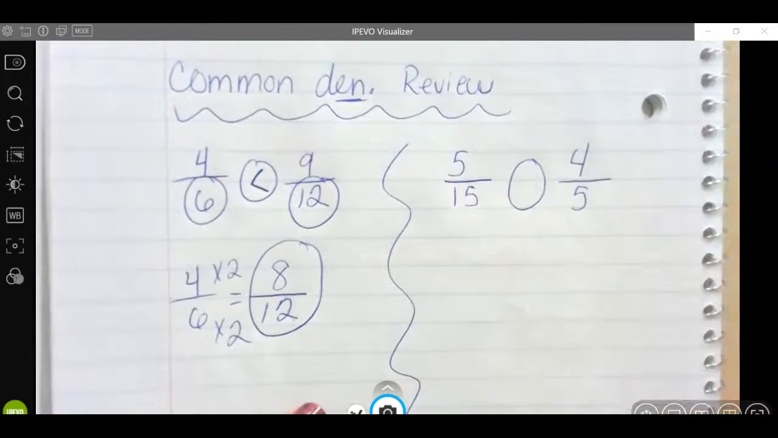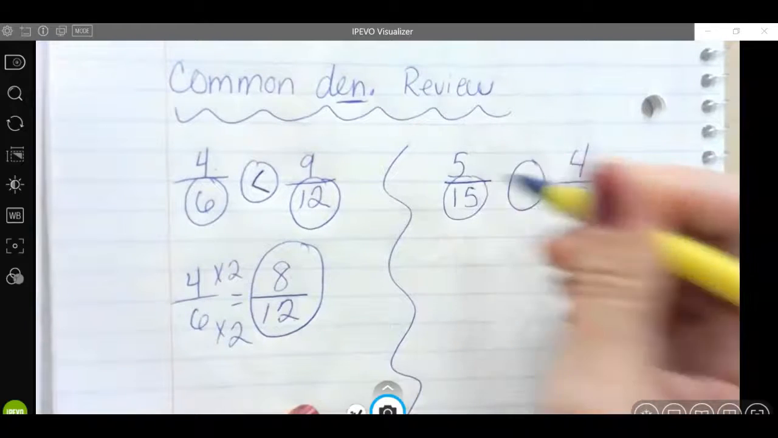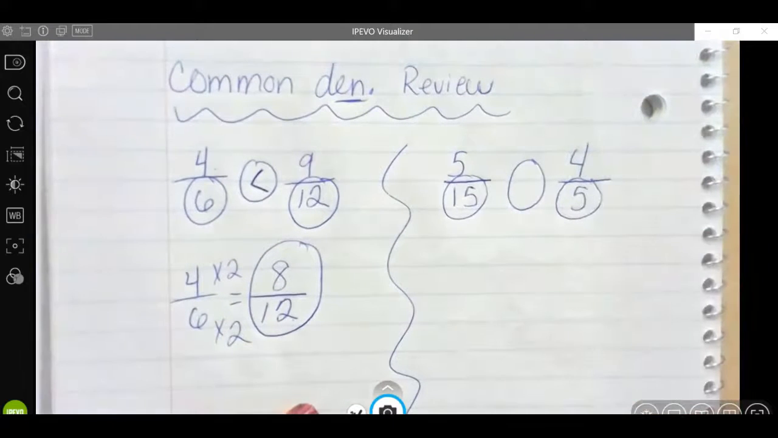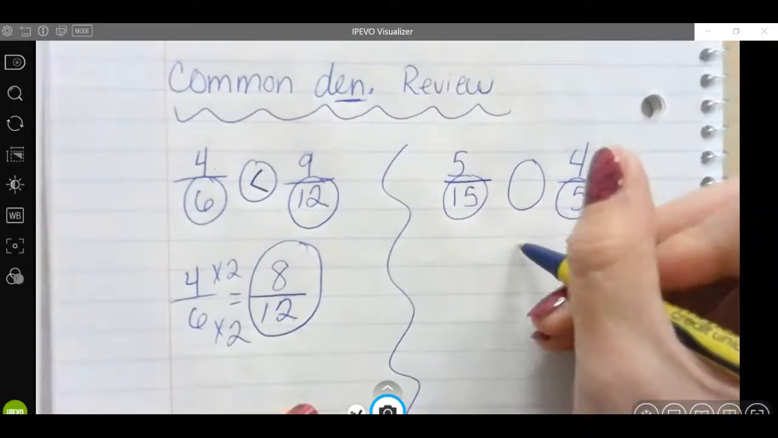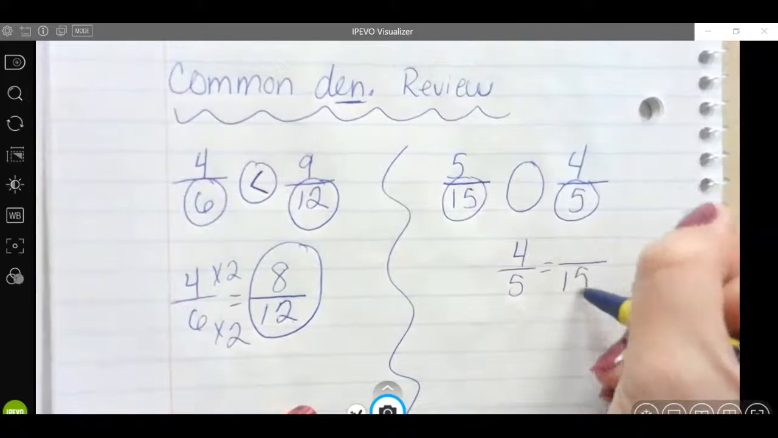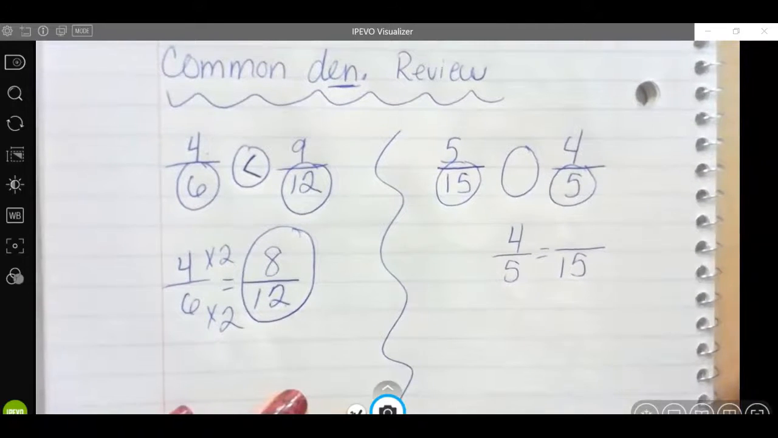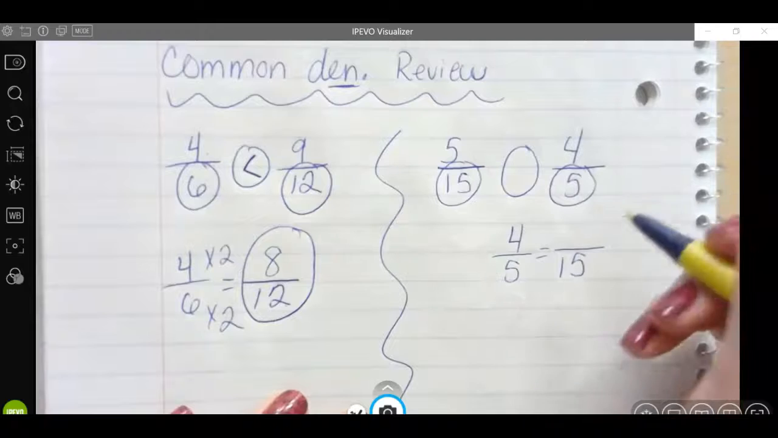We have 5/15 and 4/5. Jordan, what are my two denominators? 15 and 5. Bailey, which number is the easiest to change to make a common denominator? 4/5. Okay, I'm going to make 4/5 have a common denominator of 15. Hunter, how do we go from 5 to 15?